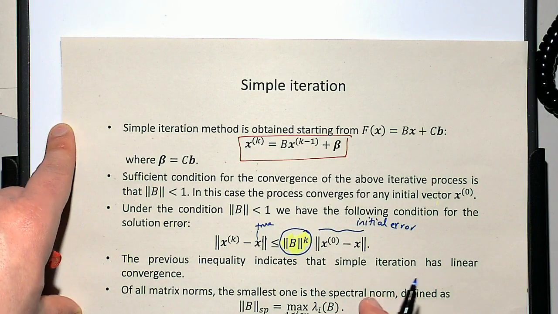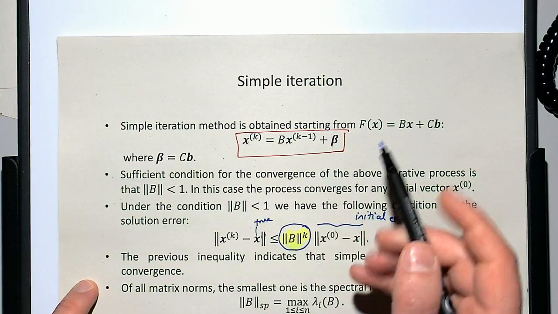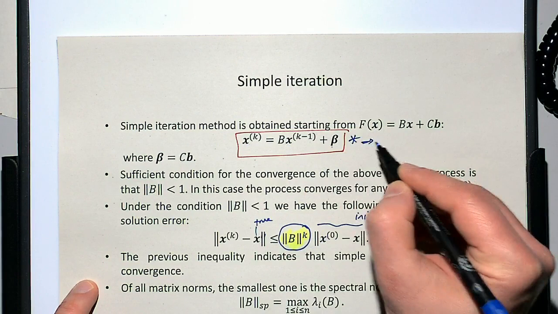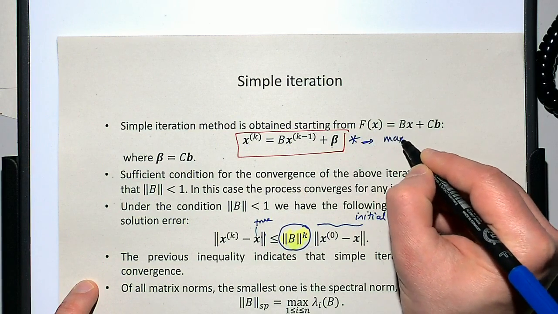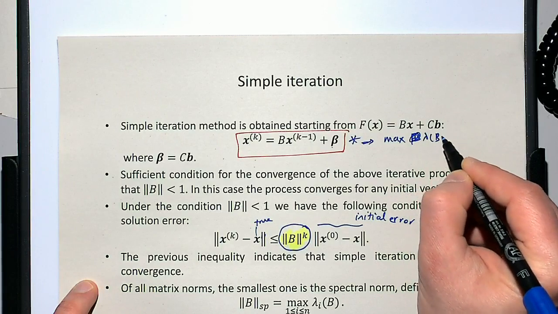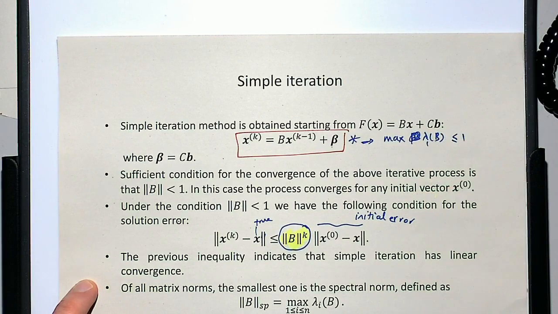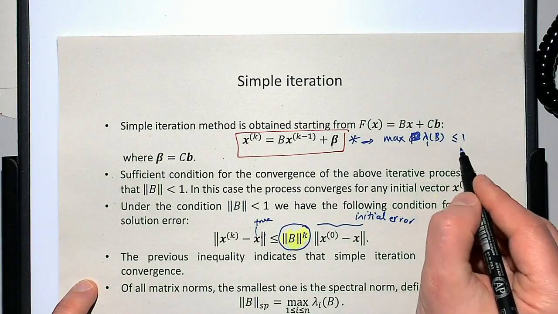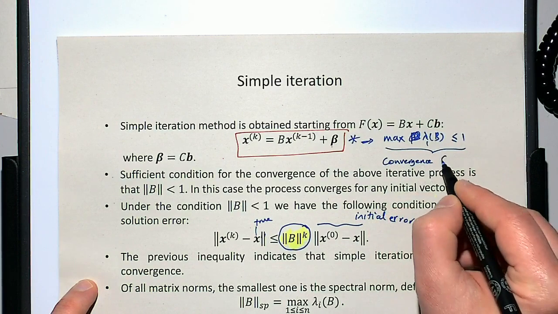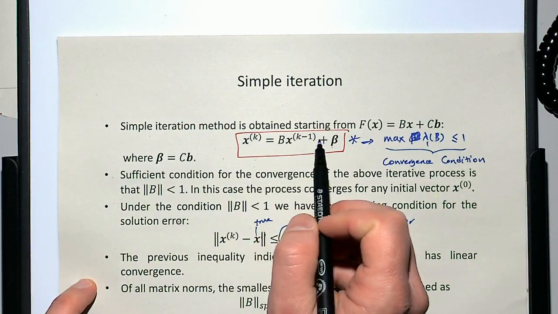If I want to make it short, whenever you see this form, the max eigenvalue of B has to be less than or equal to 1. So this is the condition for convergence. Again, just come up with this linear transformation.